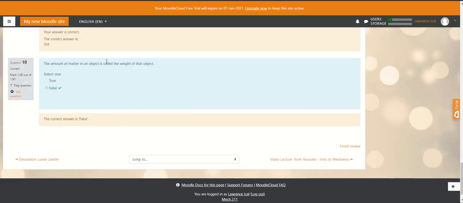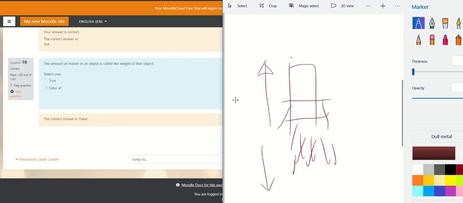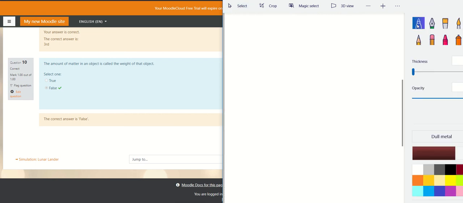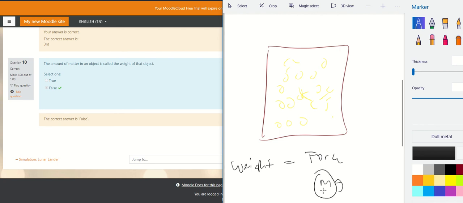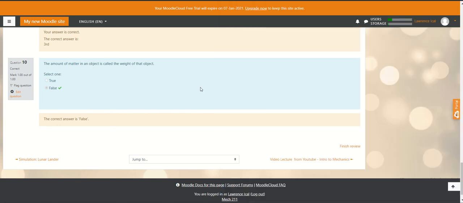And then the amount of matter in an object. All right. For example, this is your matter, and these are your atoms. So the amount of matter in an object is the weight of an object. Remember, guys, weight is equivalent to force, and that force is mg. This is mass. Okay, mass is the amount of matter. So this is false.